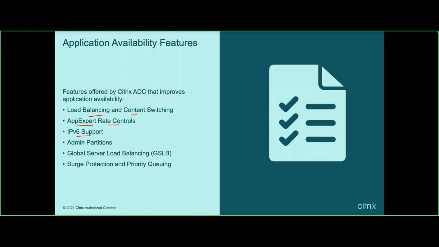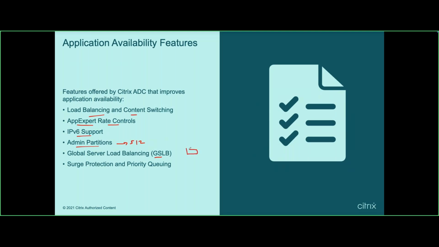It has IPv support. We can create 512 partitions inside the ADC, and every partition can have its own partition administrator, and it will have its own IP tables. So partition one cannot see what's happening in partition two, and partition two cannot see what's happening in partition one. Right. And then if you got branch offices or different locations, you can do a GSLB.